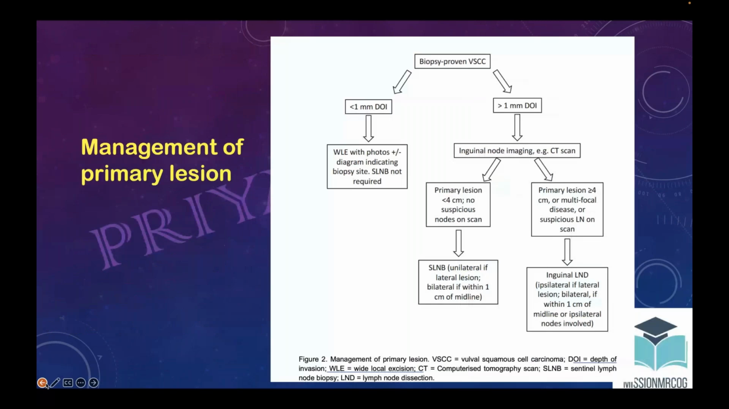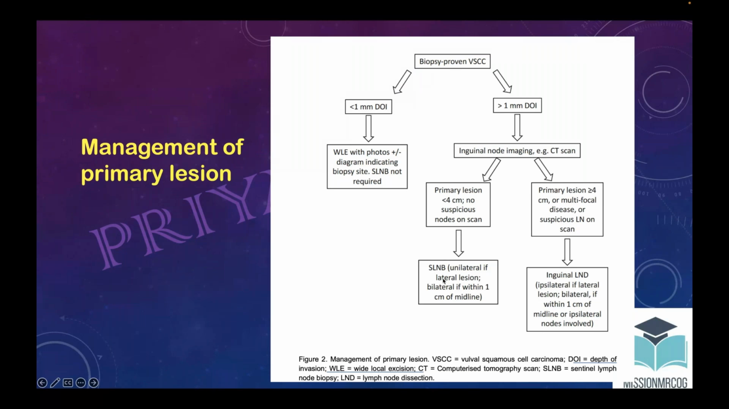Now I have explained this part of the diagram. If the depth of invasion is more than 1 mm, then they would do imaging to find out lymph nodes, that is a CT scan. If there are no nodes and the lesion is less than 4 centimeter, then they will do sentinel node biopsy, unilateral for a lateral lesion and bilateral for a central lesion.